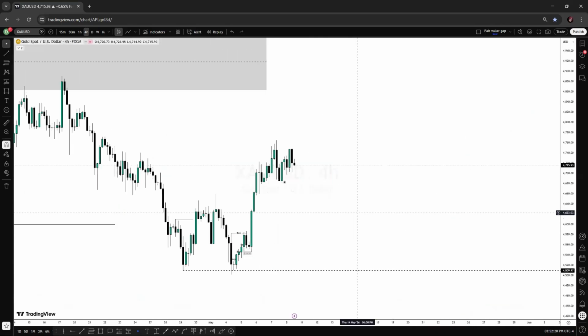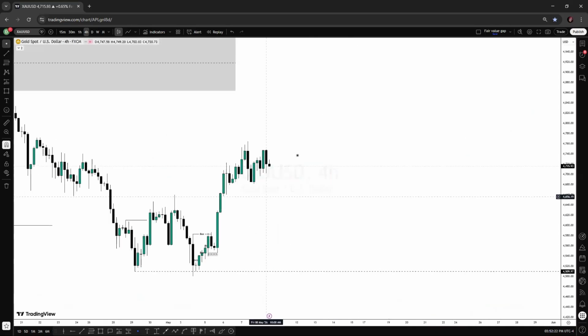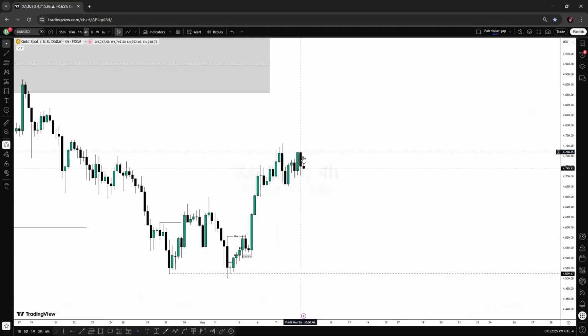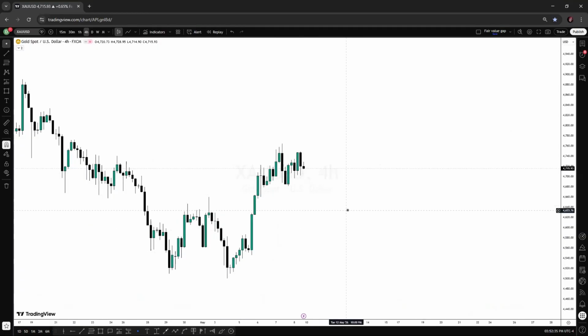Going into the new week, I'm expecting that this high is respected, and then we start going below. We start going down on gold. That is what I'm expecting by next week. But then it all depends on what we are going to be seeing on DXY. We're actually going to go there right now.